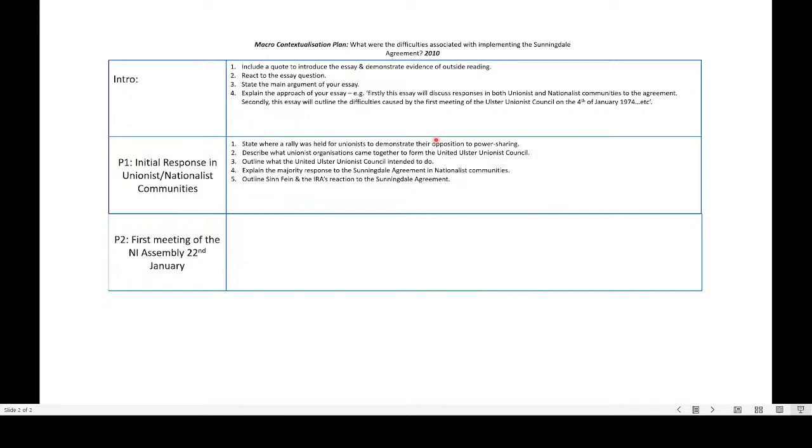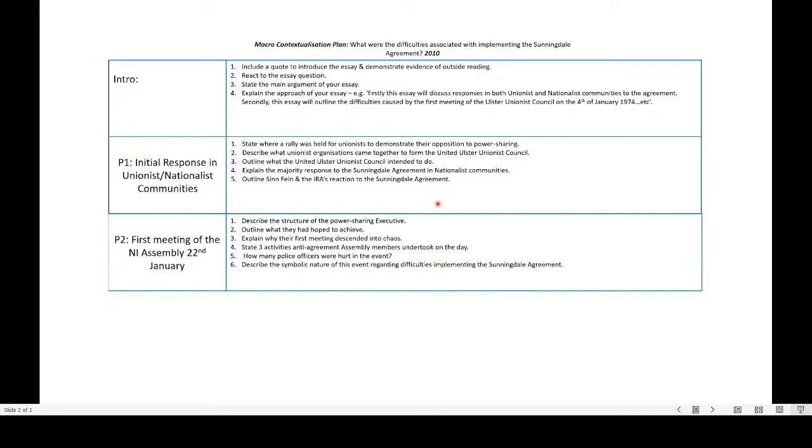Now look at the detail that I'm giving here for myself while I plan. First thing I need to do is state where a rally was held for unionists to demonstrate their opposition to power sharing. Second thing I need to do is describe what unionist organisations came together to form the United Ulster Unionist Council. Third thing I need to do is outline what the United Ulster Unionist Council intended to do. Fourth thing I need to do is explain the majority responses to the Sunningdale Agreement in nationalist communities. Then 5, I need to outline Sinn Féin and the IRA's reaction to the Sunningdale Agreement.